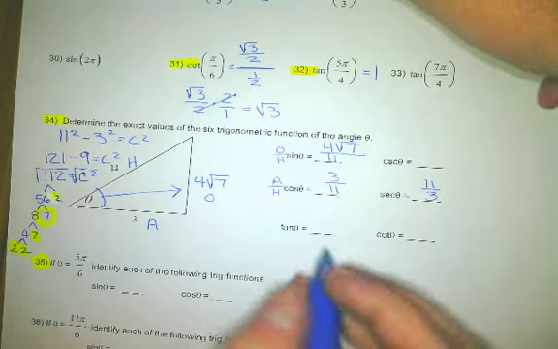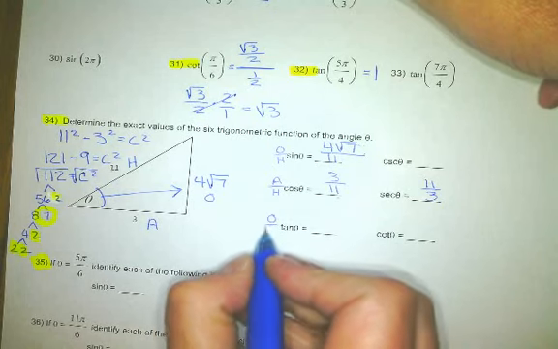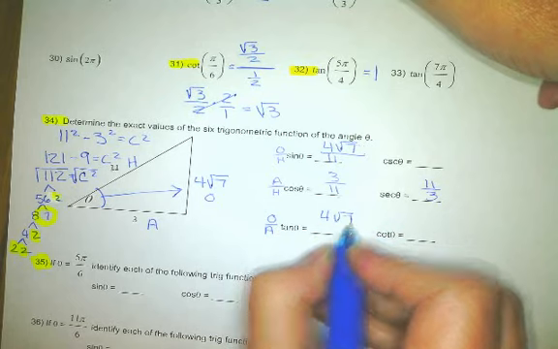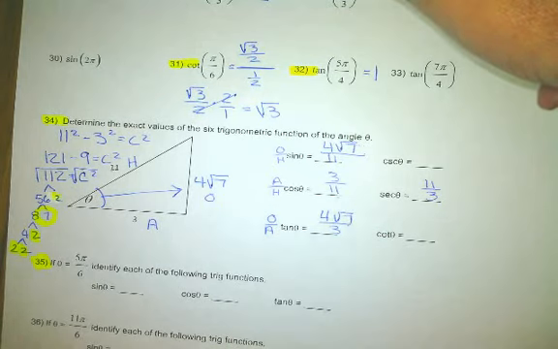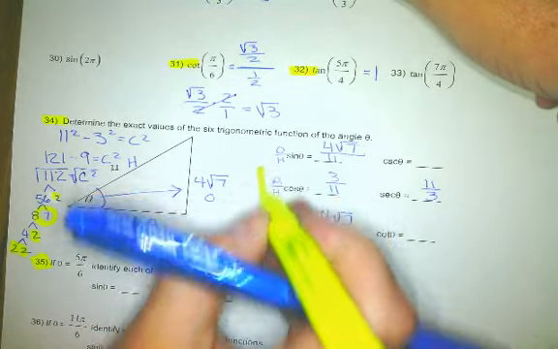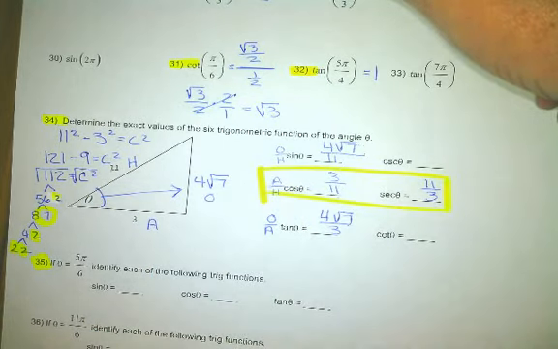Okay, and then for tan, that's going to be O over A. So for this one, it's going to be 4 times the square root of 7 over the A, which is 3. And y'all, I just noticed on the key, I think I made a mistake on the key for this one, so you may want to check that.